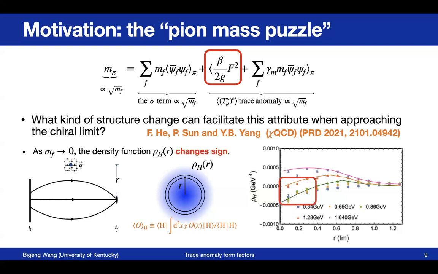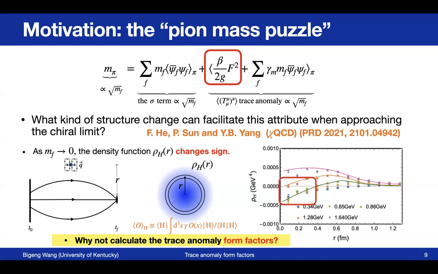But one may ask the question, why not we just calculate the trace anomaly form factors? So hold on. F squared can be negative in your Euclidean world? Yeah, because here in the matrix element we have already subtracted the vacuum expectation. Okay, so it's negative relative to the vacuum. Yeah, it's relative to the vacuum.